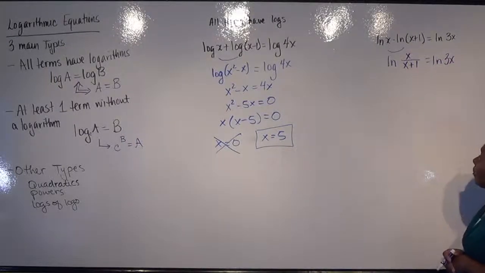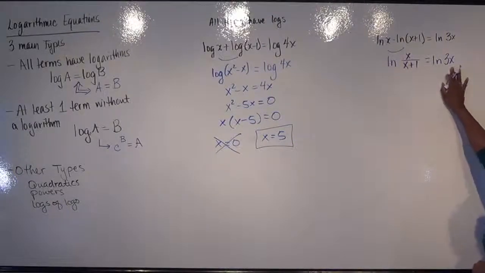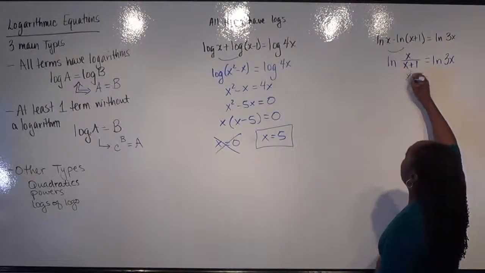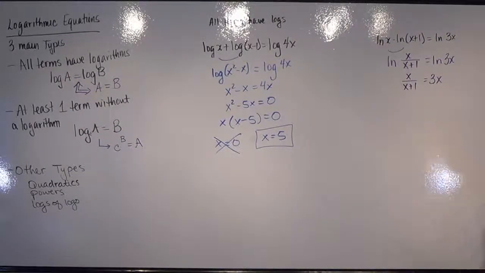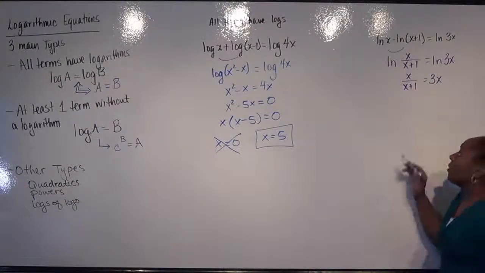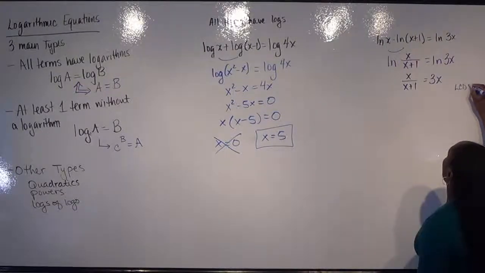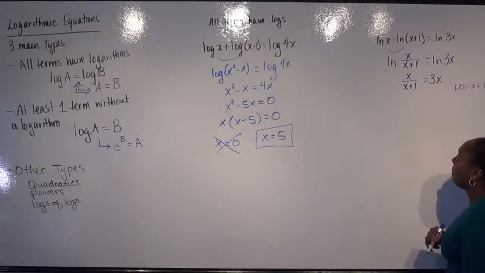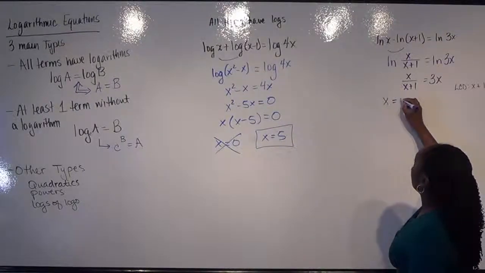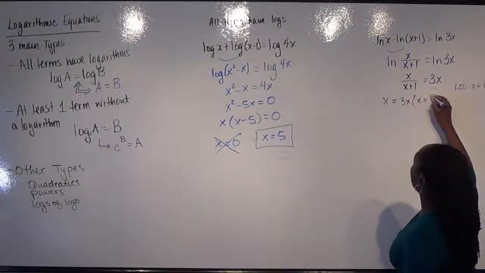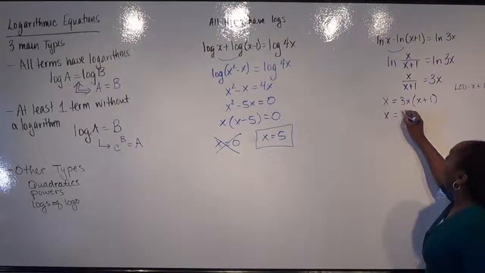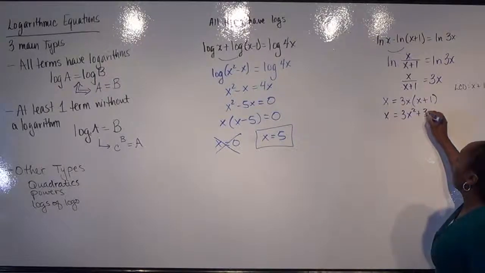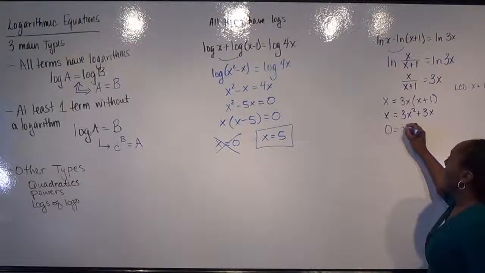From there, again, the natural log equaling the natural log says that my arguments have to be equal. And so in this case, I'm now looking at a rational equation to solve, which again we've done before. So I'm going to get my LCD, which happens to be x plus 1. I'll multiply through, so x will equal 3x times x plus 1. I'm going to go ahead and solve by distributing and then moving all the x's to one side.